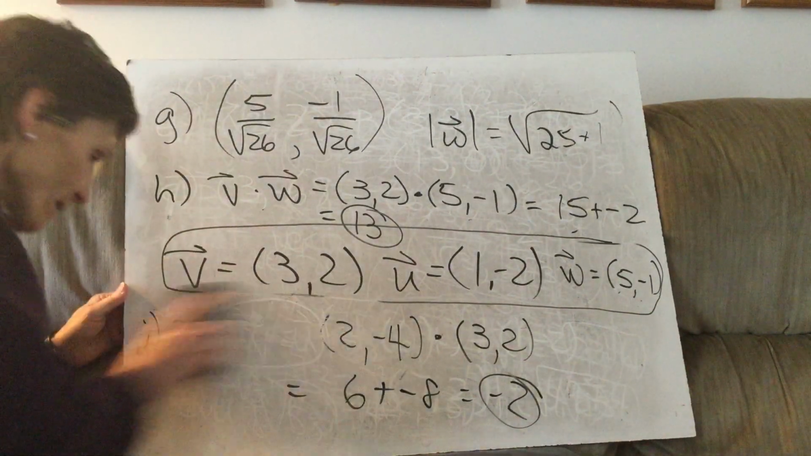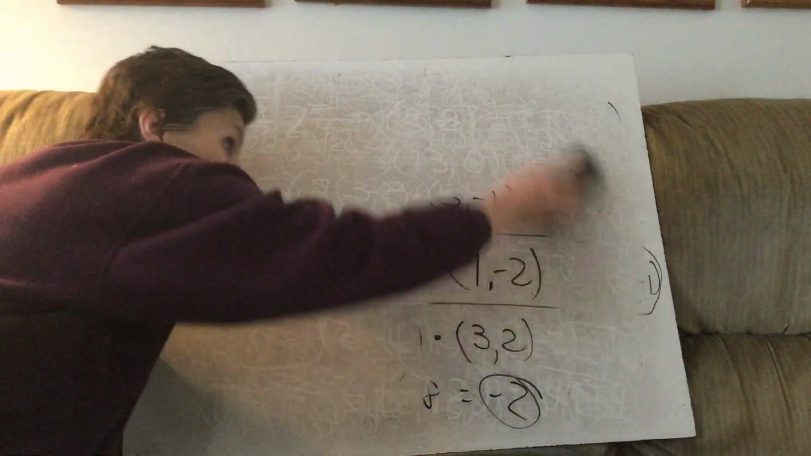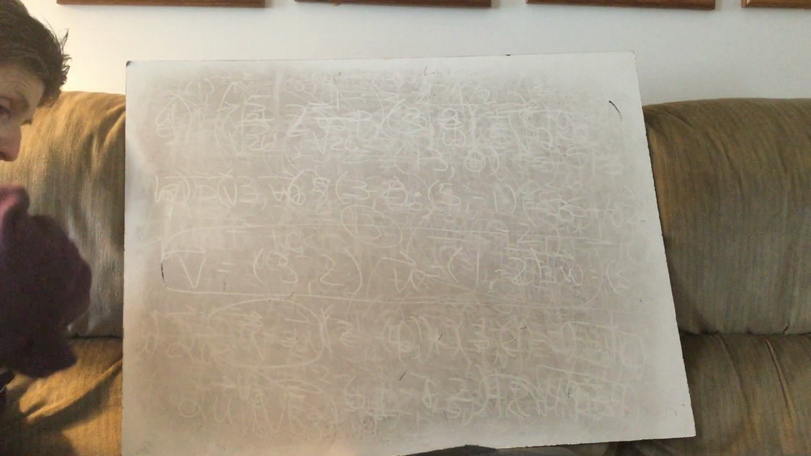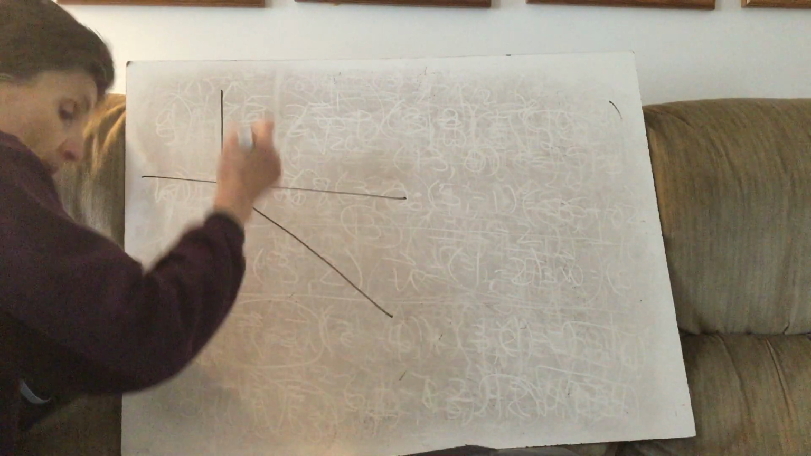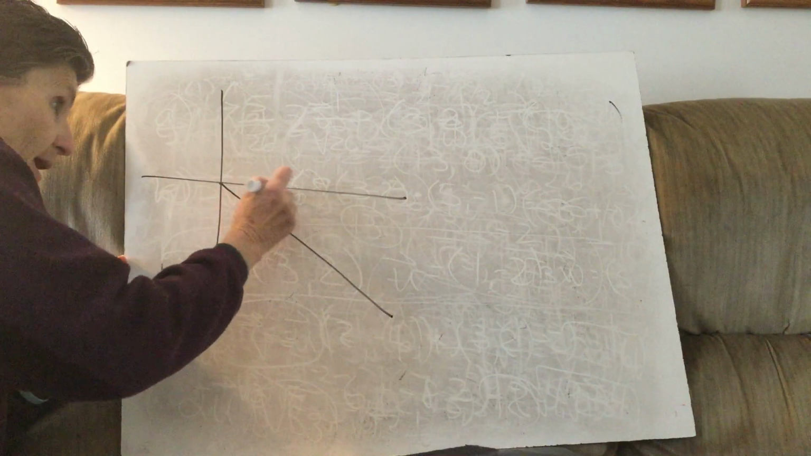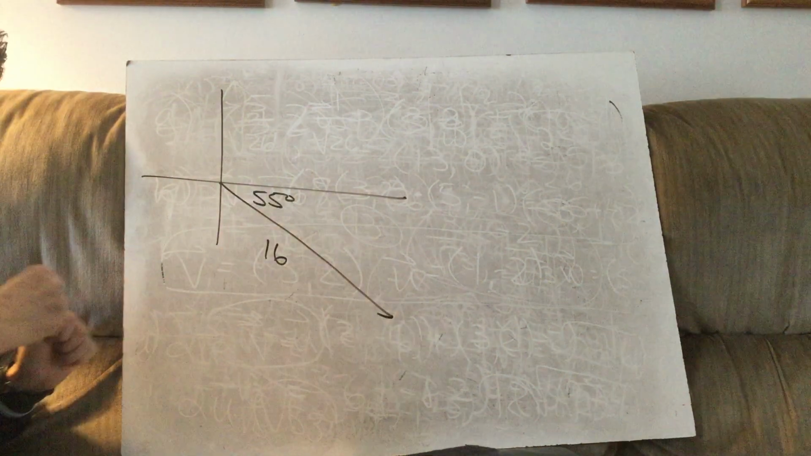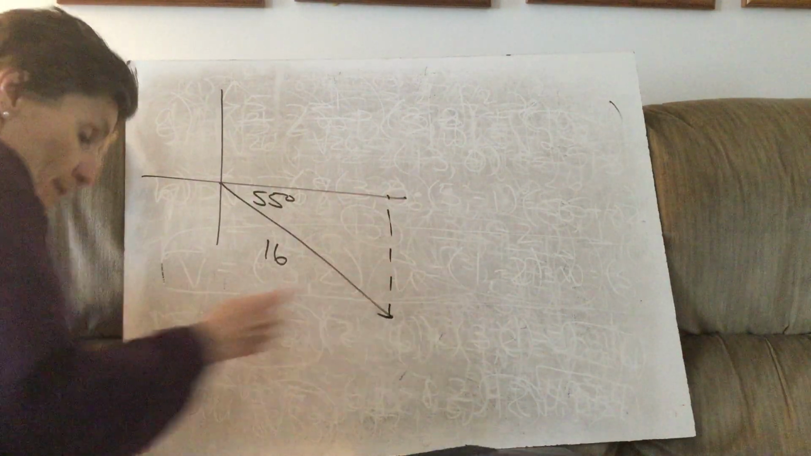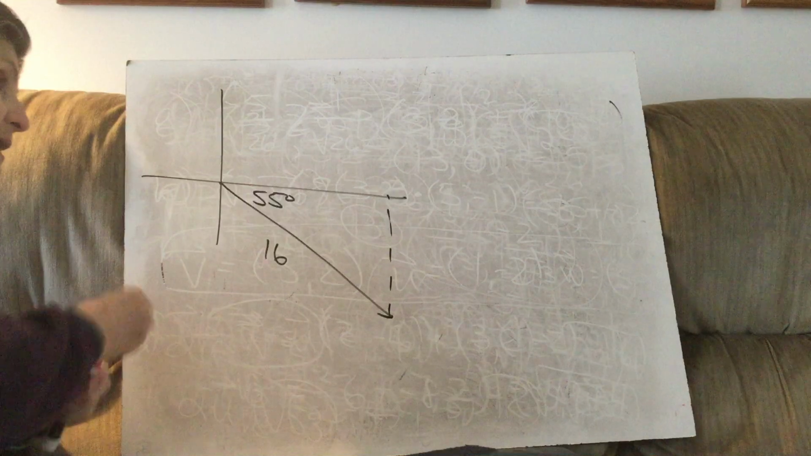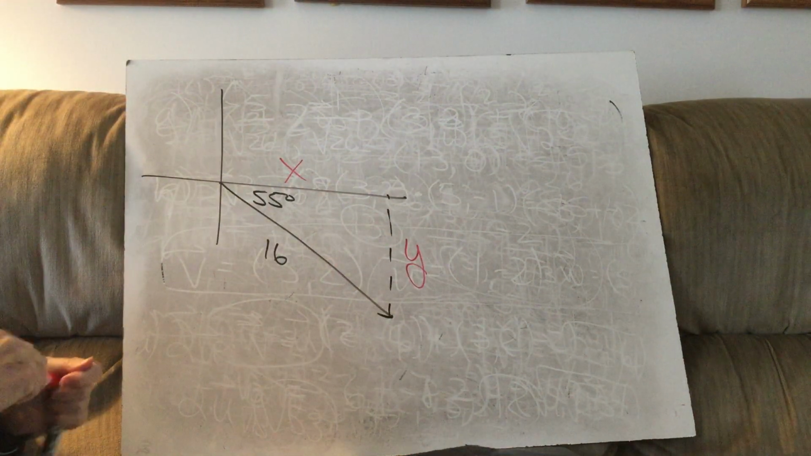So here we go. We're going to find the components now of the vector. So I've drawn a vector here. And we know this angle is 55, and we know the magnitude of the vector is 16. And we want to know the components, which, kids, the components mean X and Y. That's what we're looking for.